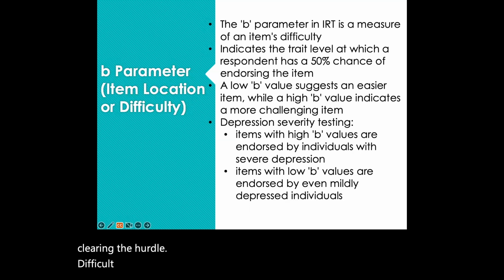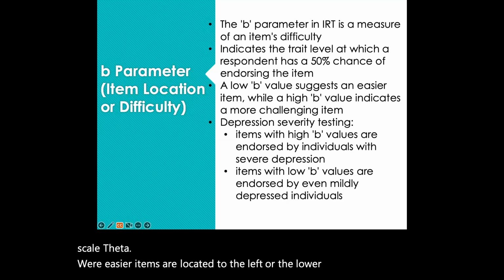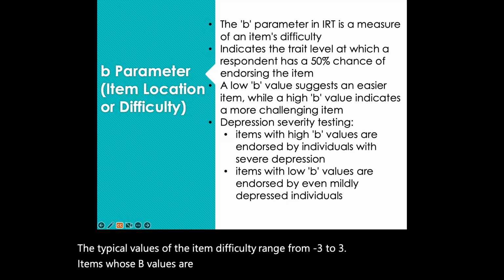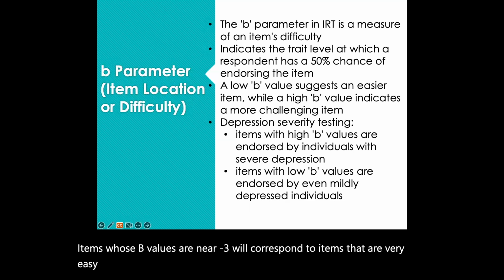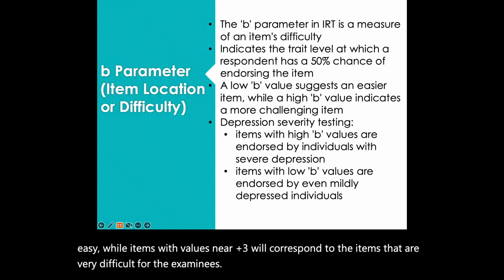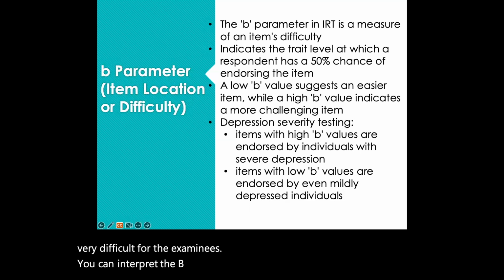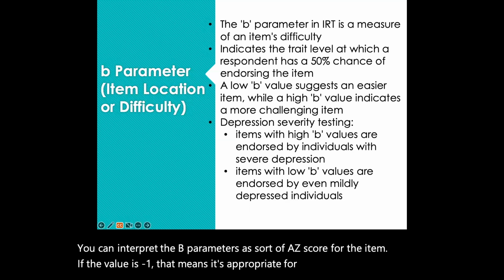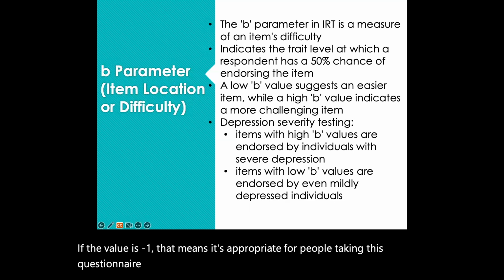Difficult items are located to the right, or to the higher end of the ability scale, theta, whereas easier items are located to the left, or the lower end of the ability scale. The typical values of the item difficulty range from -3 to 3. Items whose B values are near -3 will correspond to items that are very easy, while items with values near +3 will correspond to items that are very difficult for the examinees. You can interpret the B parameters as sort of a Z-score for the item.